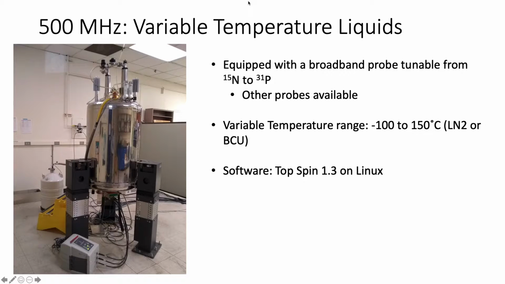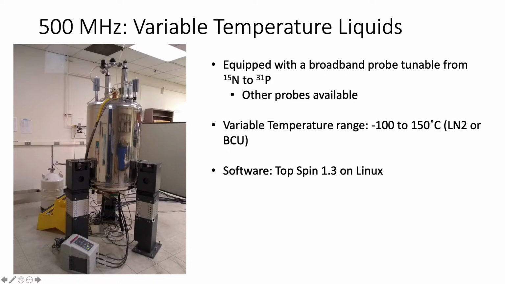Width is a 500 megahertz variable temperature liquids NMR. Located in MedSci, it's equipped with a broadband probe that's tunable from 15 nitrogen all the way to phosphorus 31. And additional probes are available upon request with the NMR staff.